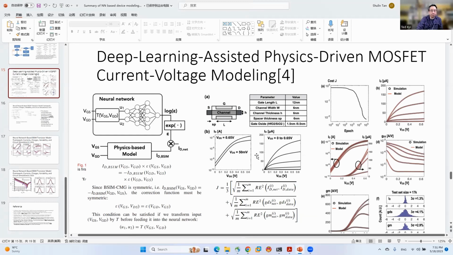Yes, because the current is something we want. VDS is usually user controlled. You decide what VDS you put in. That's not something we want to predict. That's more like an environment. IDS is what you want to get. VDS is like you push a ball, and IDS is that you want to know where the ball goes. So usually VDS is something like the environment.